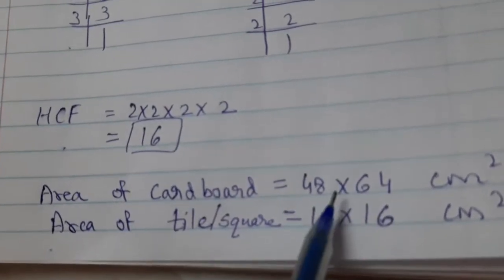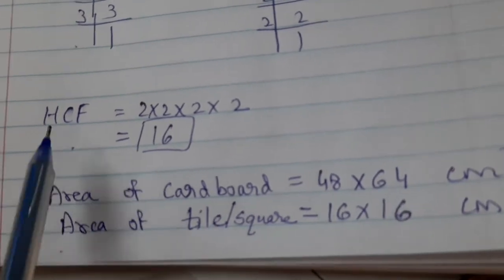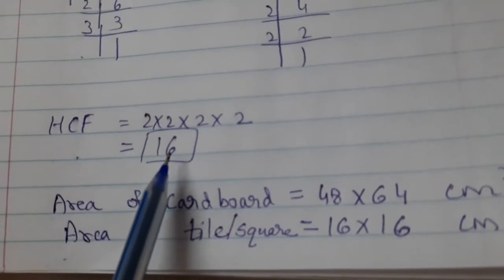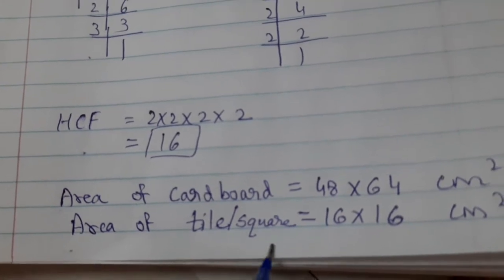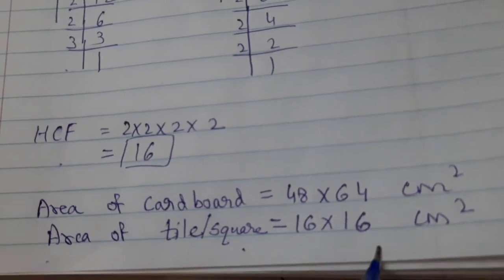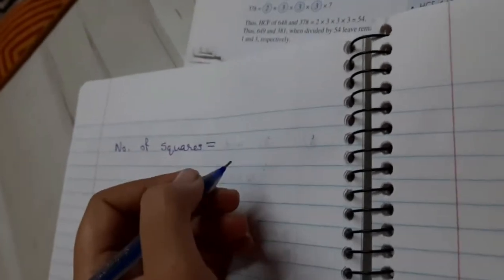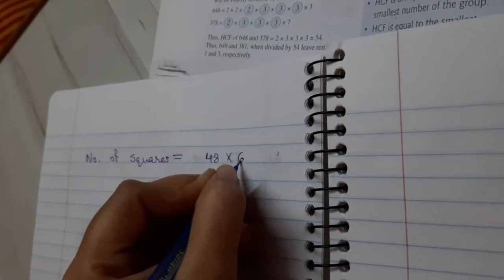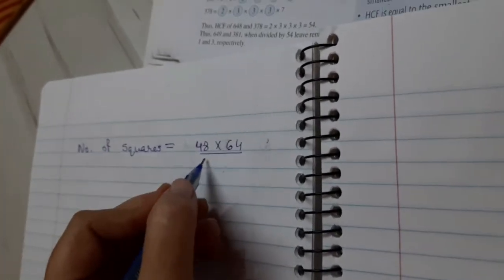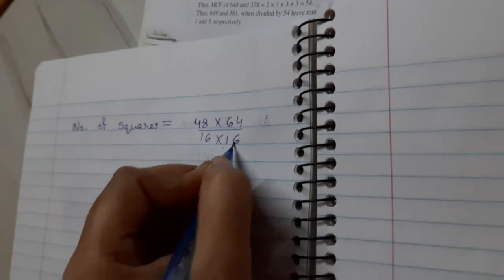Area of cardboard is 48 into 64. Then the tile which we got is of 16. So the area of the tile, or we can say square, is 16 into 16. So the number of squares is equal to the area of cardboard divided by the area of square, right? So for cardboard you get 48 multiply 64, and for square you get 16 into 16.